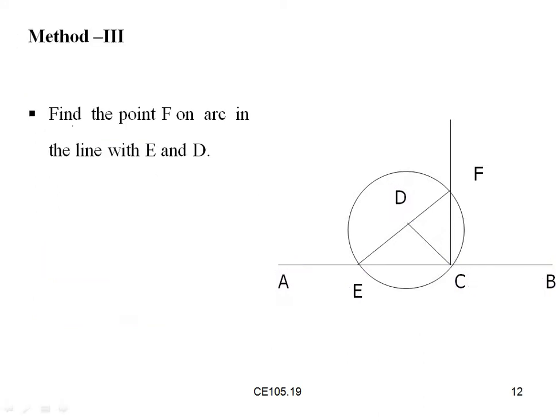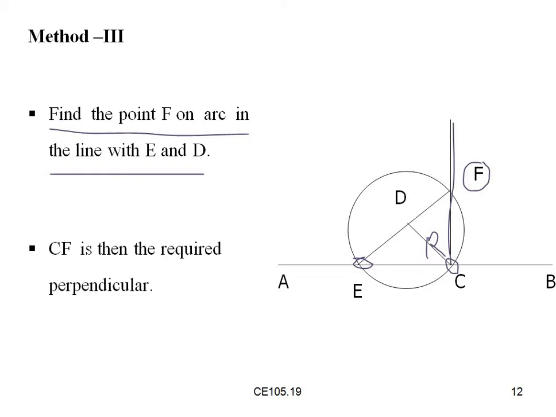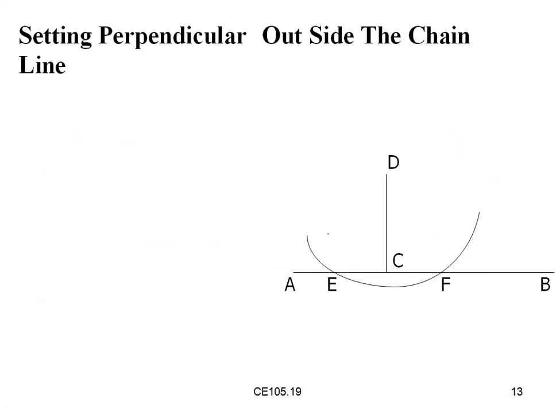So method 3. Then next, now find the point F on the arc in line with E and D. After cutting the line AB, these points you are getting with the radius of D and C. Then we extend this line to the perpendicular at this point on the circle, and then this point F will be obtained. So next, CF is the required perpendicular. Whereas CF is the point which is the required perpendicular.